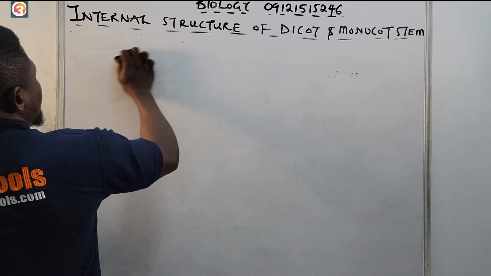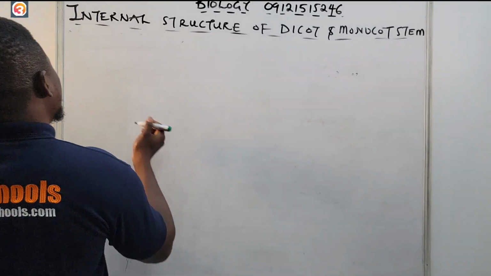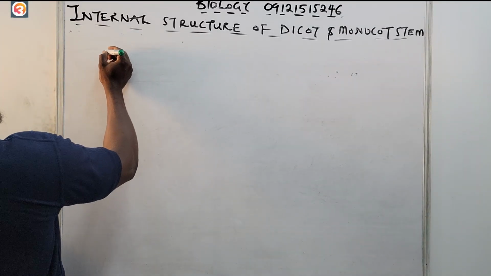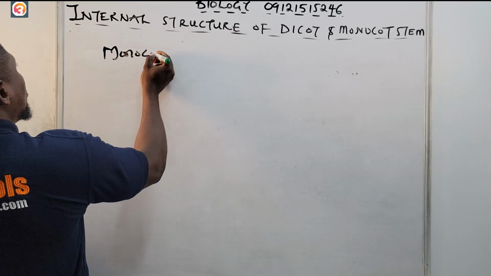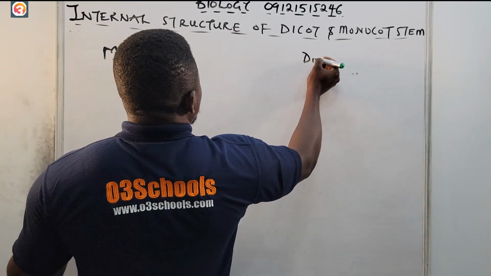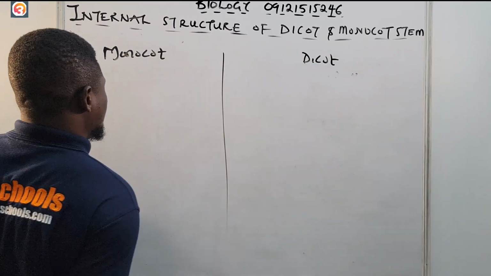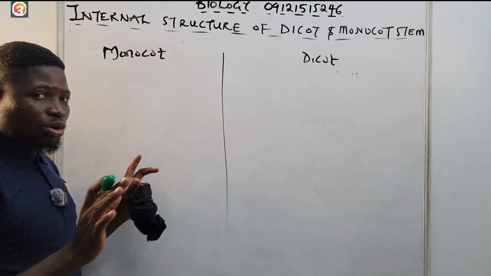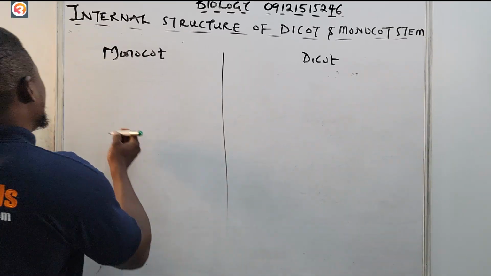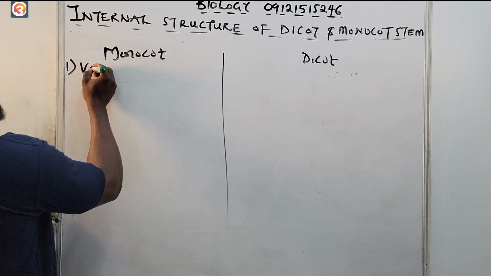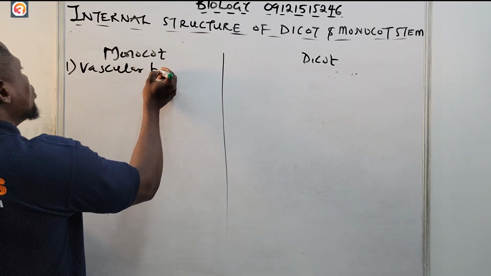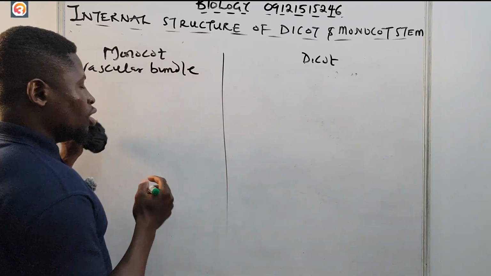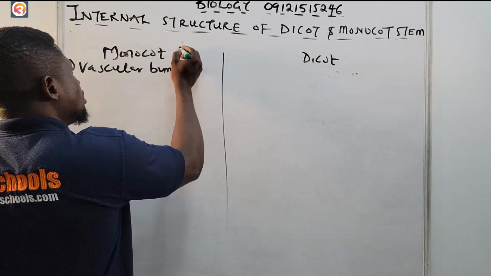Okay, so let us see differences between the monocot stem and the dicot stem. So now let's say we have monocot here, and here we have dicot. Let us see differences that we have between the monocot stem and the dicot stem. Number one, vascular bundle. Okay, as we saw in terms of the monocot stem.